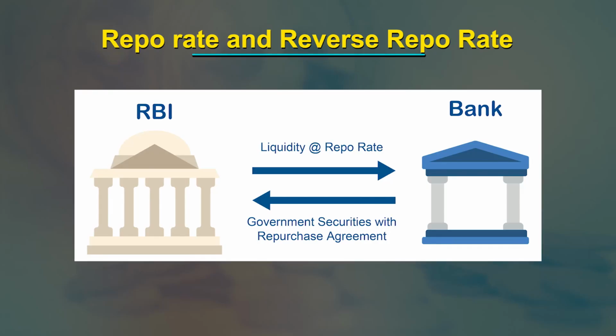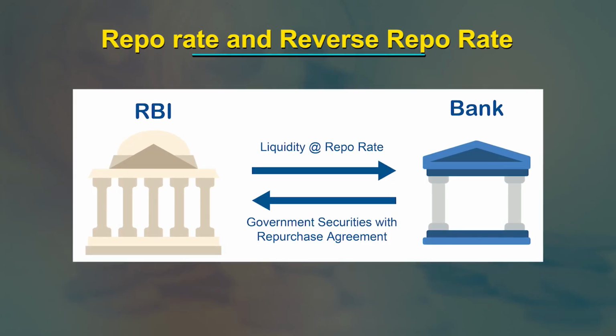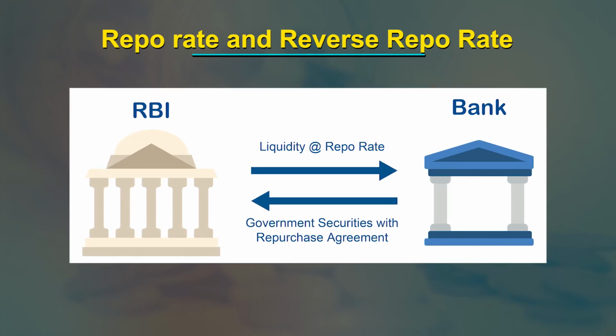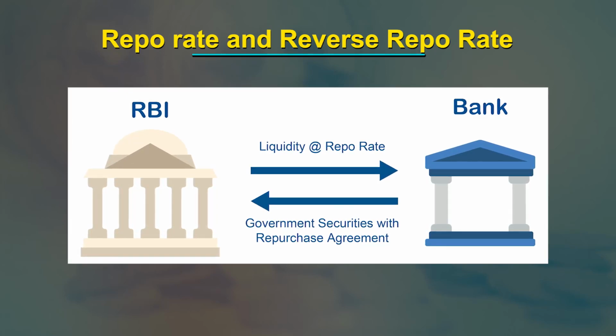So when the Reserve Bank of India is selling this paper to the commercial bank, in exchange for that paper the commercial bank is giving money to the Reserve Bank of India. The Reserve Bank of India is not actually injecting money into the system. Instead of that, it is withdrawing money from the system. So the money supply goes down.